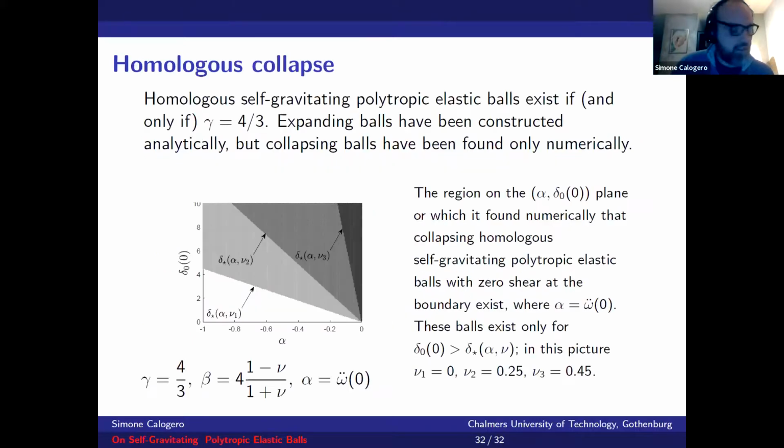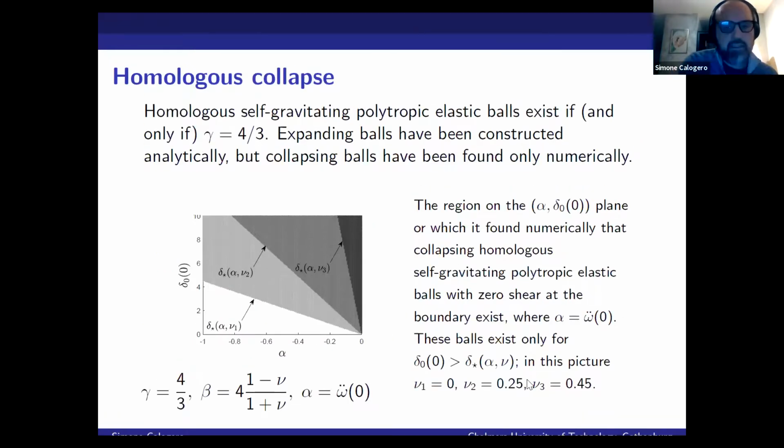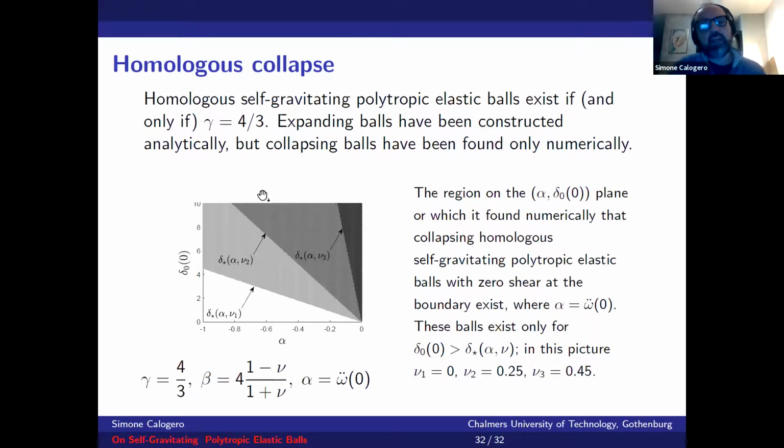Right, the last slide of my talk is some remarks, again numerical remarks, on the case of homologous collapse. So I don't really have much to say here. As is known, there are two types of these homologous balls: the ones that are continuously expanding and the ones that are continuously collapsing. Expanding balls are much easier to construct, even analytically. Collapsing balls are much harder. Even in the fluid case, it's not at all trivial. And in this elastic case, I wasn't able to prove anything so far. But numerically, it is evident that they exist.